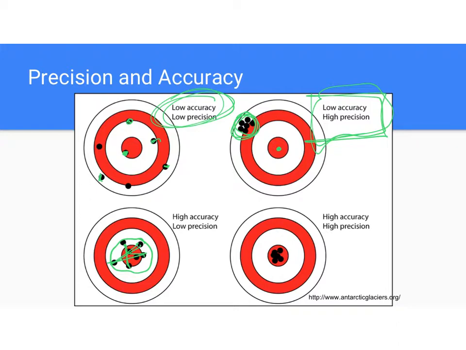And then what our goal should be, what we should be looking for in all of our data, all of our lab work, all of our research, is this final one. This is what we're trying to achieve. High accuracy, high precision. Our data is what it should be. There's low systematic, low random error. That's a good data set. This is what we want every single time.